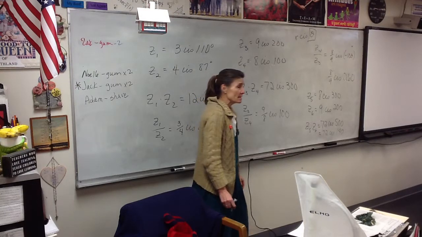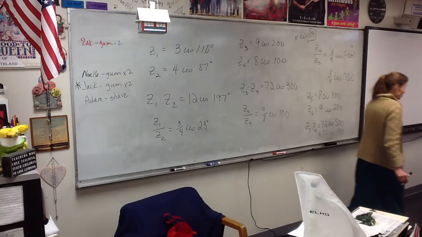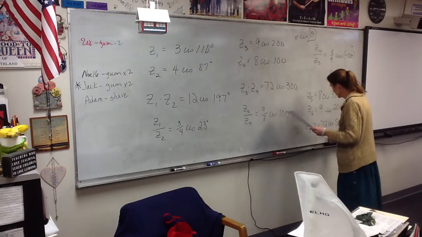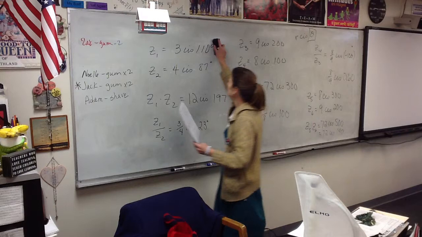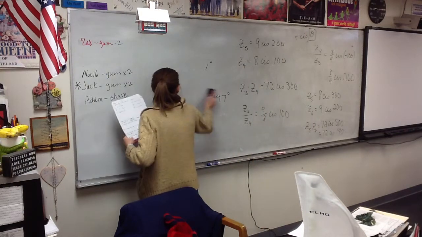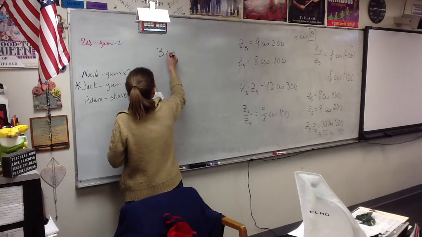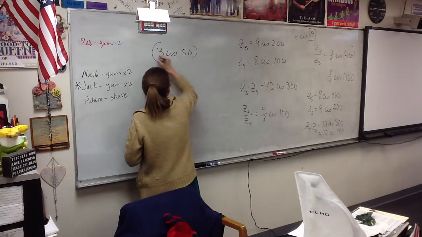Okay, now let's go back to the very last question on that quiz. I said we're going to come back to it. It says answer in polar form. And the problem is 3 cis 50, cubed.